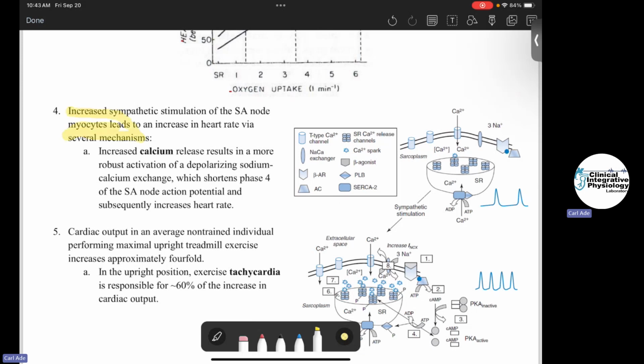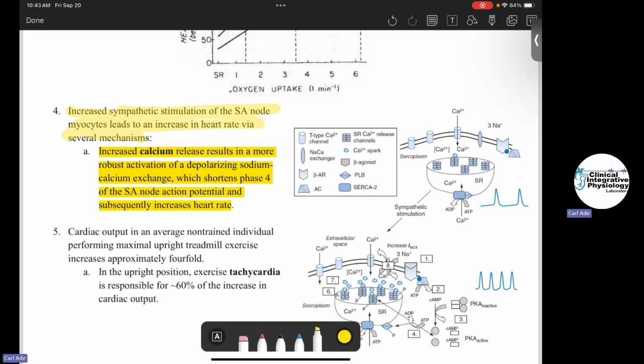Well, if you remember, increases in sympathetic stimulation at that SA node up in the right atrium lead to an increase in heart rate via several mechanisms. A key one is an increase in calcium that results in more robust activation and depolarization, which shortens that phase 4 of the SA node. That increases the heart rate. This is really building on what we talked about in the first half of the semester here.